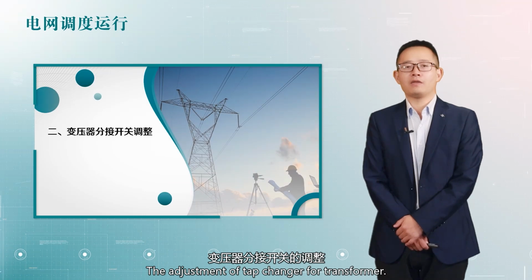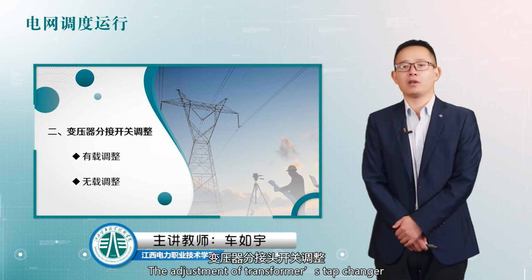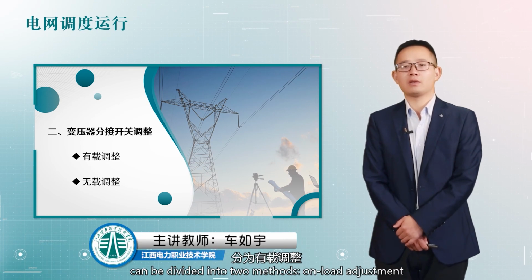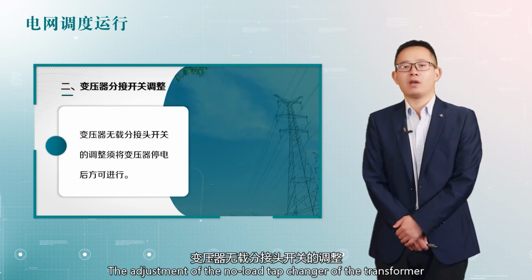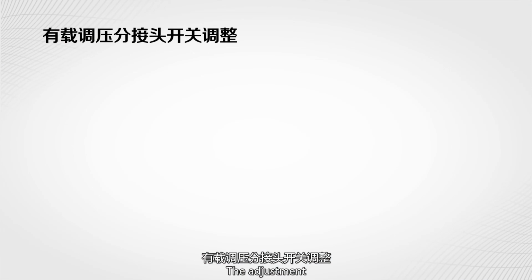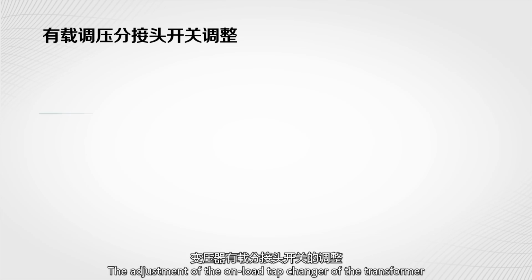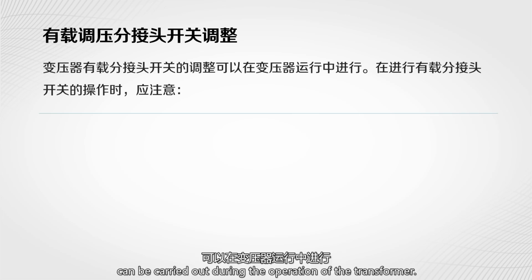The adjustment of tap changer for transformer. The adjustment of transformer's tap changer can be divided into two methods: on-load adjustment and off-load adjustment. The adjustment of the no-load tap changer of the transformer can only be carried out after the transformer is powered off. The adjustment of on-load tap changer switch with voltage regulation. The adjustment of the on-load tap changer of the transformer can be carried out during the operation of the transformer.